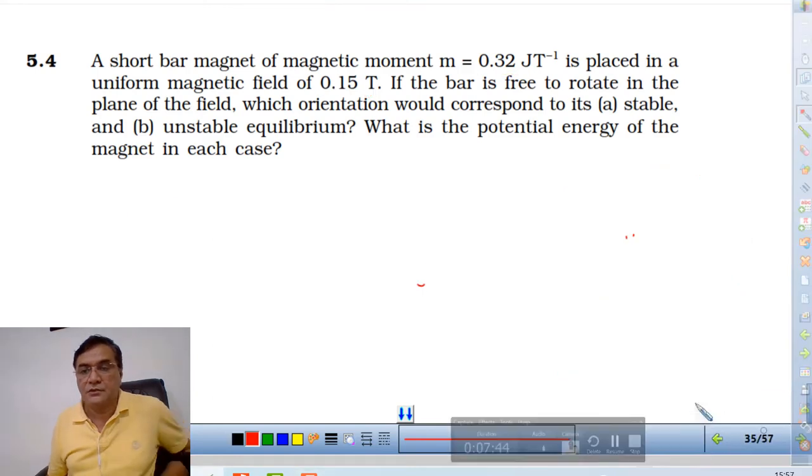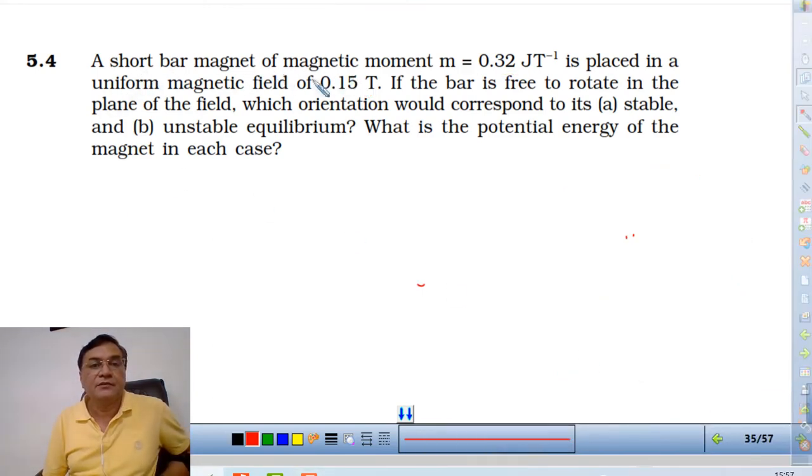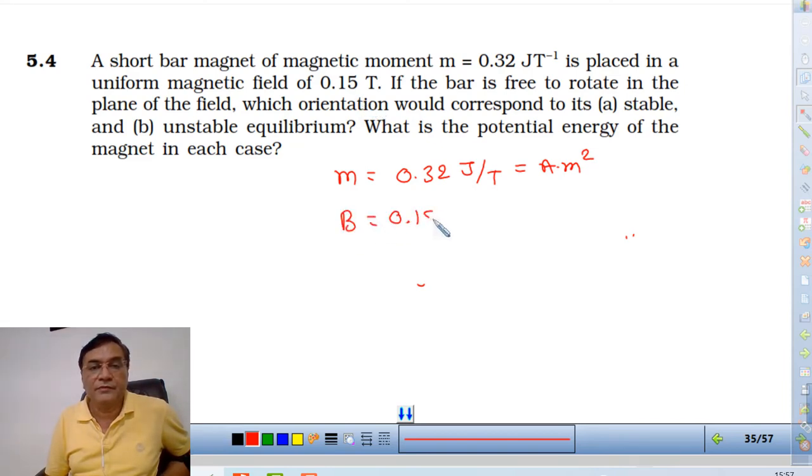First I remove all this. So you have a short bar magnet of magnetic moment M equal to 0.32 joule per Tesla, or you can write ampere into meter square, in a uniform magnetic field of 0.15 Tesla. So B is equal to 0.15 Tesla. If the bar magnet is free to rotate in the plane of the field, which orientation would correspond to stable equilibrium and unstable equilibrium? What is the potential energy of the magnet? Okay, stable equilibrium means what? Stable equilibrium.